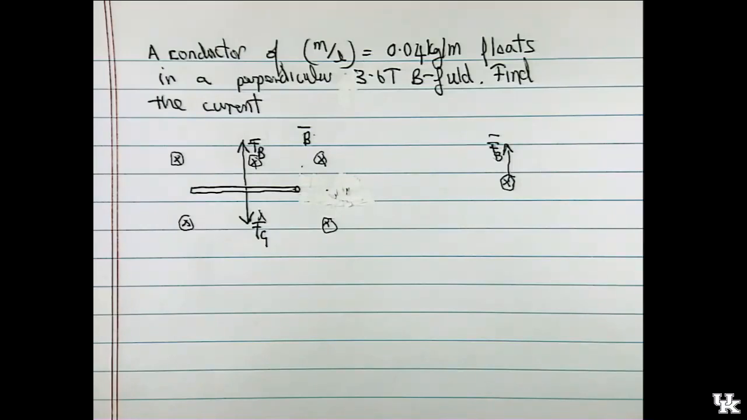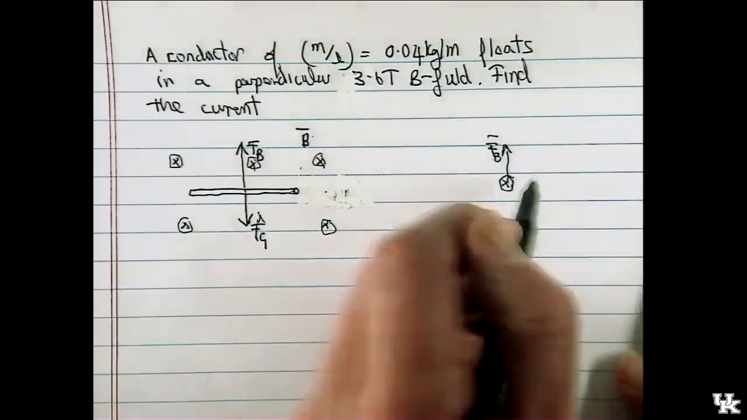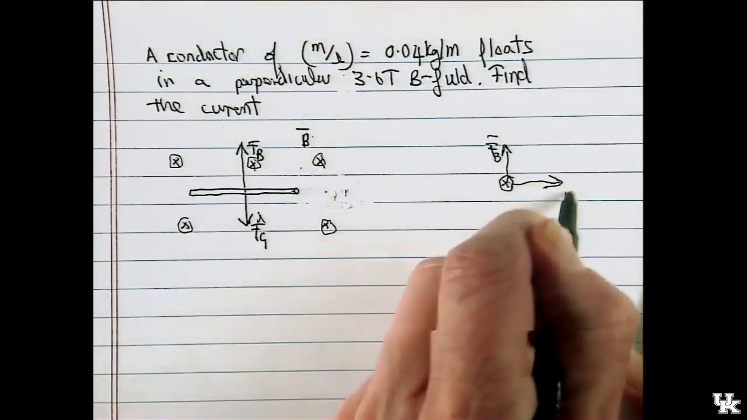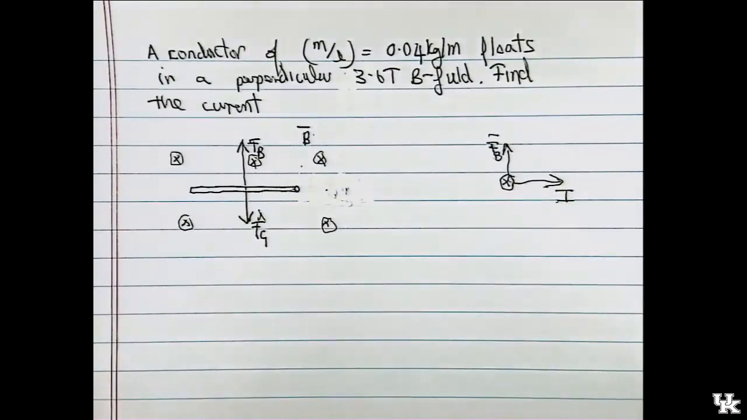If I tried the reverse, with my fingers pointing towards the left, so the current's going towards the left, and then curled my fingers in towards the screen, I would get a force that's downwards. So that's not the right direction. The current is flowing from the left to the right. That was the right-hand rule, and that's part of our answer to the problem.